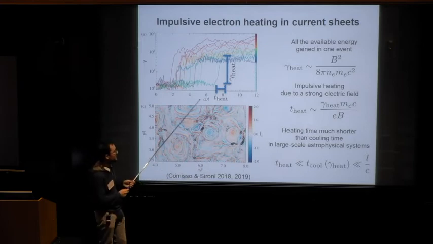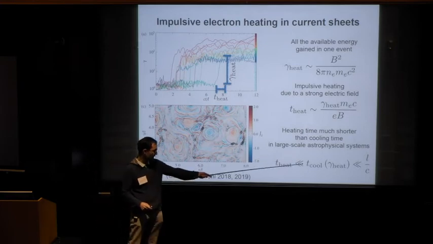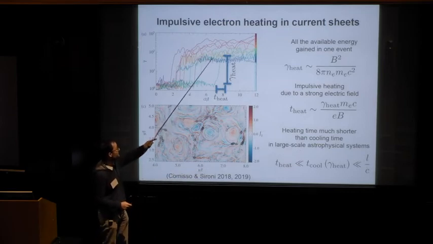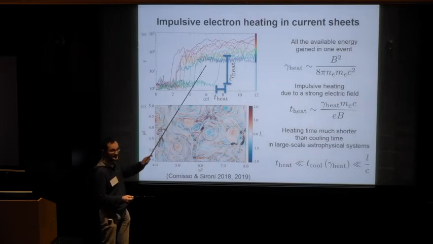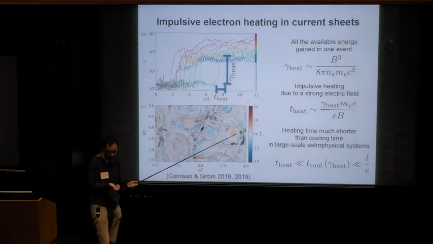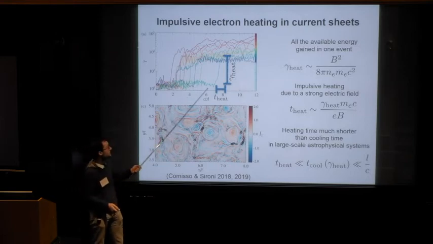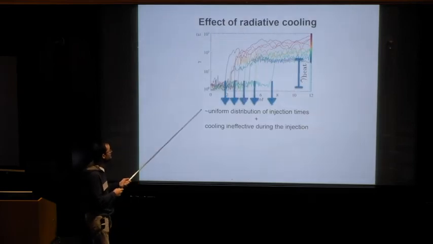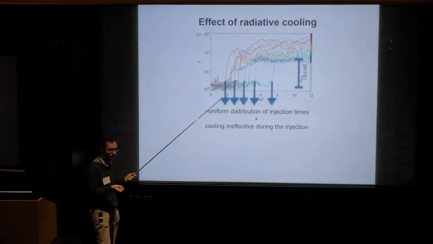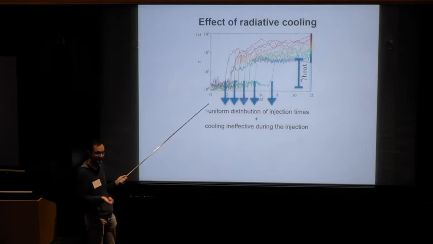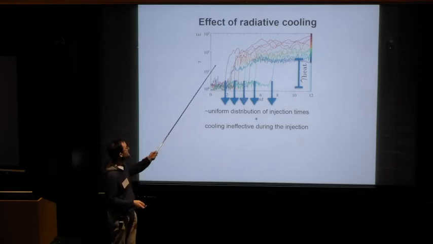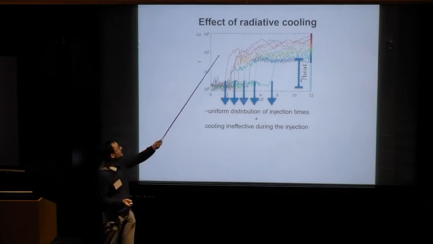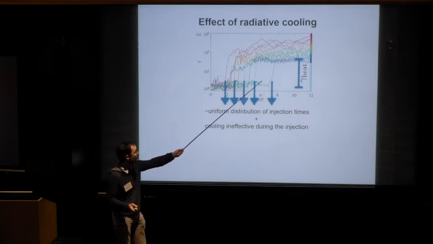What does it mean? Since this heating time is so short with respect to the cooling time, cooling is basically ineffective during this injection phase. For reasonable cooling prescriptions in astrophysical objects, cooling doesn't do anything in this phase. These simulations are all without cooling, but think about what may happen if there is cooling. The electron is heated during this phase so fast that the cooling doesn't do anything, and then this electron is heated up and starts losing energy due to cooling.